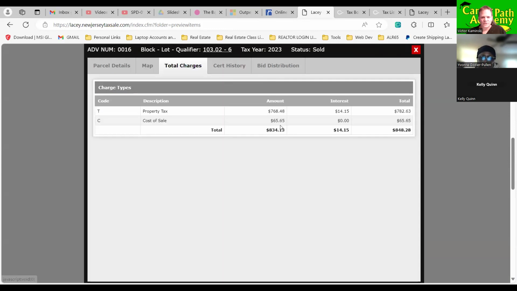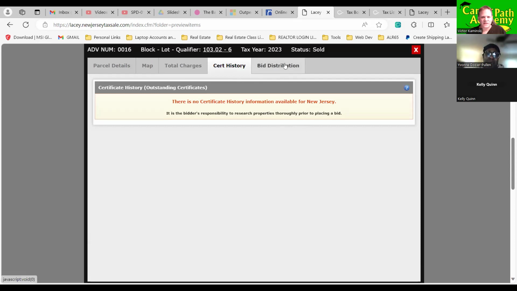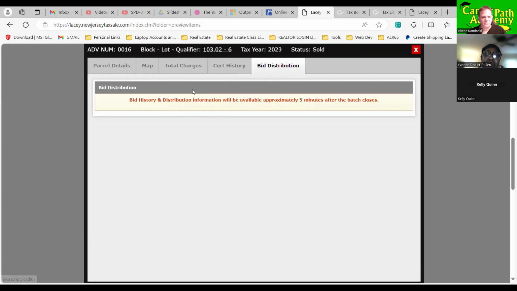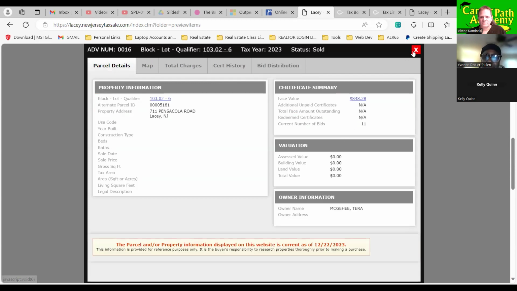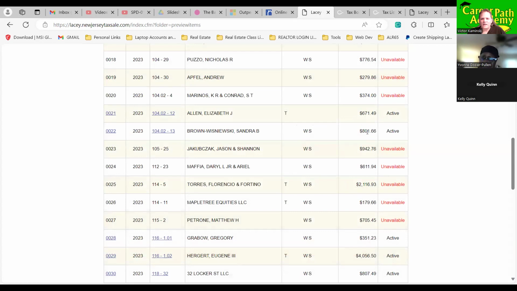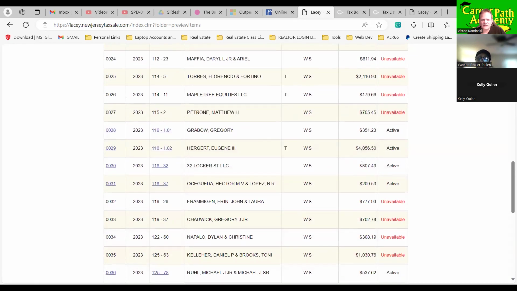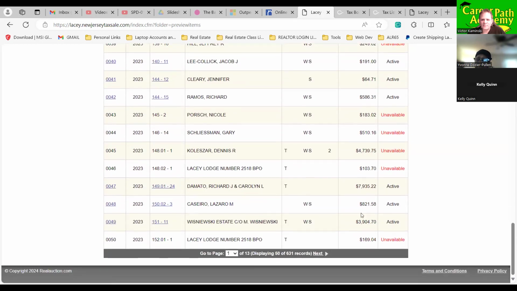All right, their total charges, property tax, cost of sale. So they bought a property and didn't pay the taxes on it, part of the taxes, because their taxes are more than 768 bucks or 848. There were no previous sales. Somebody bought this at auction though. I would too. I'd pay $800 at auction for that property, or $671 for this one. This is a place that looks good to be bidding on properties. You can get beachfront, oceanfront property right there. Pretty cheap.